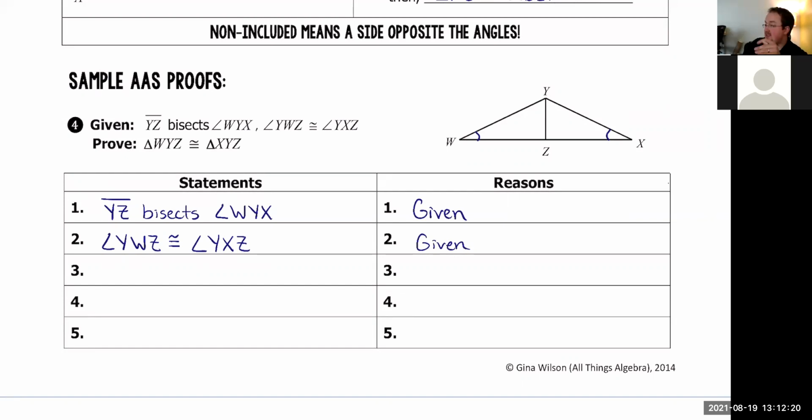Now, again, it says this is a sample angle angle side proof. So hopefully we can find at least one more congruent pair of angles and then a congruent pair of sides. So what are we thinking? What are we seeing here? Y and Z, since that bisects.